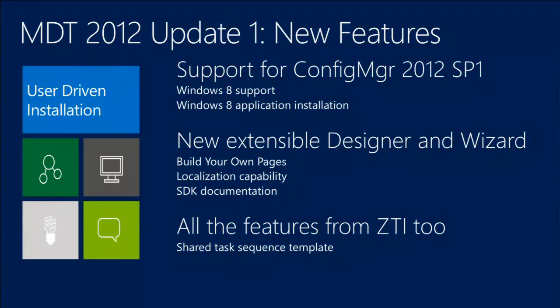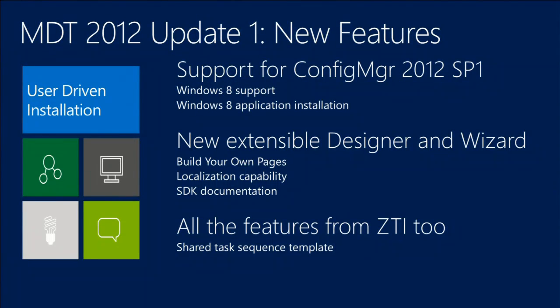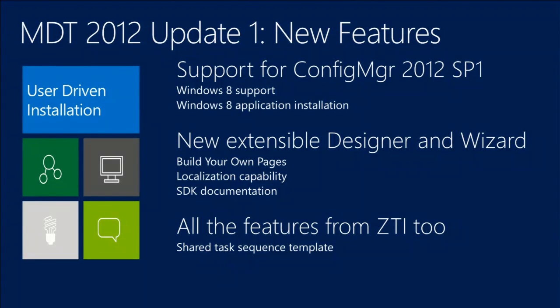What's new in Update 1, the big thing to point out, is the extensible designer and wizard, where you can build your own pages. It also has localization capability and now has SDK documentation if you want to interact with it that way. It also has all the features from ZTI2, the shared task sequence template that Aaron mentioned, and of course support for CM 2012 SP1 with Windows 8 support, plus Windows 8 application support.